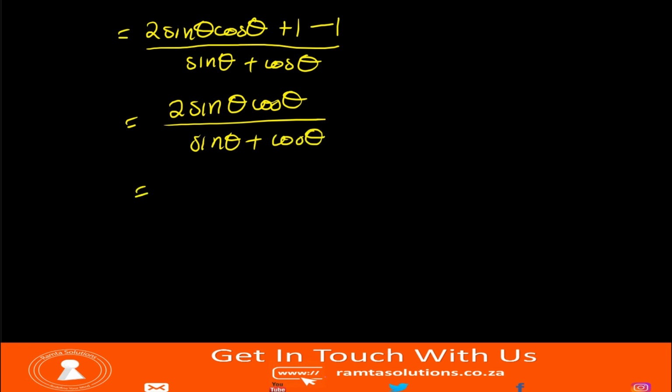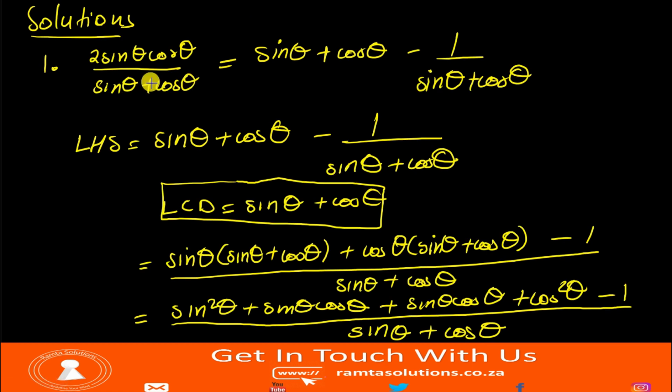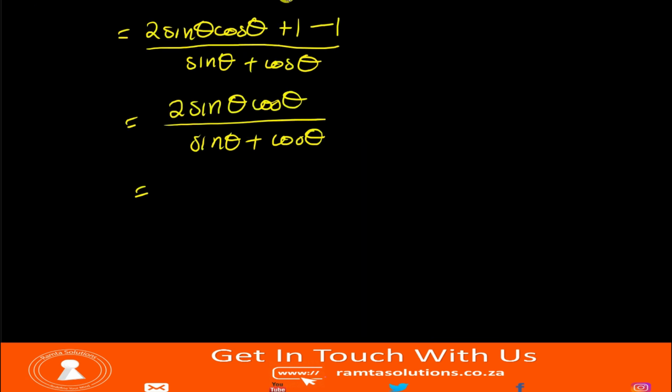And is this what was the right hand side? It is. So in other words, the left hand side is equal to the right hand side. And this is how you prove identities, okay? Right. Proceeding to number 2.